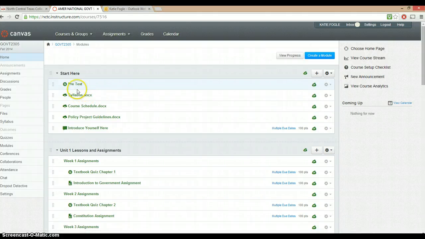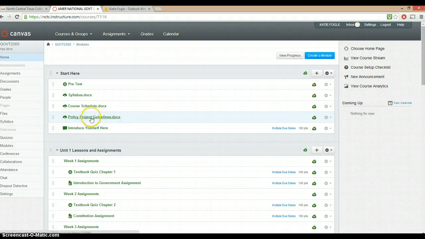Make sure you download the syllabus. You'll also want to make sure you get the course schedule. So this has all of the due dates, all of the important reading assignments, all of these sorts of things. So make sure you have this somewhere you can access it if you need to. Print it, save it to your computer, whatever you need to do.